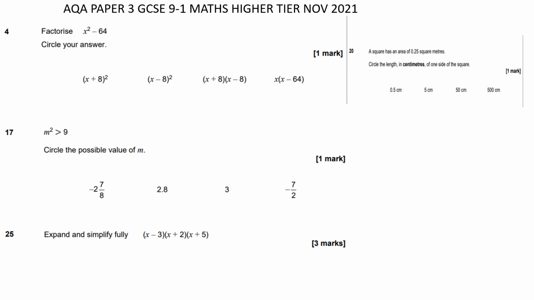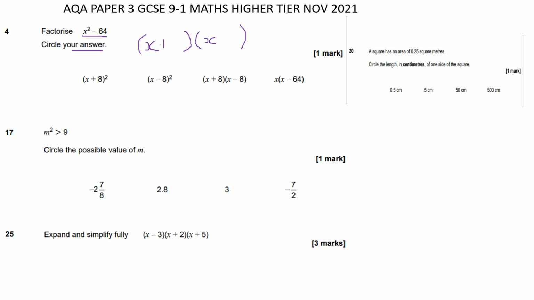This is question number 4. Factorize x squared minus 64. Circle your answer. This one is what I call the difference of two squares. So it's going to be a double bracket: x and x, and then one is going to be plus, one is going to be minus, and then it's going to be the square root of 64.